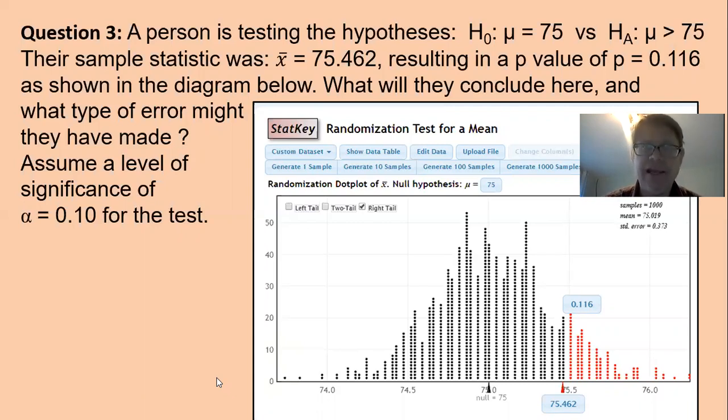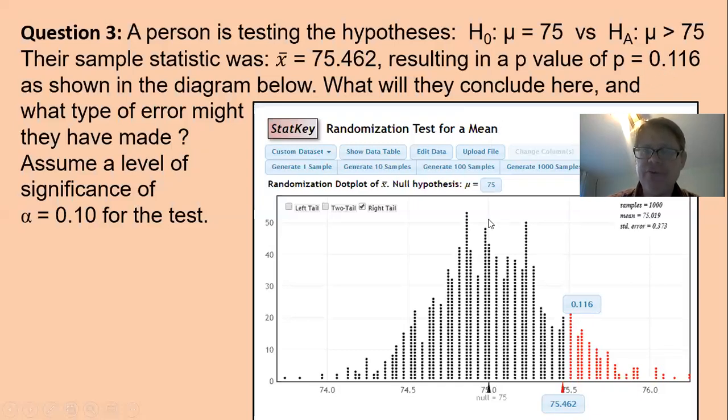Well, they took some data and they found a sample statistic of 75.462. That's a little bit larger than 75. When they make their randomization distribution, and we can see that here plotted out from StatKey, and they find that sample statistic of 75.462, StatKey tells us that the p-value for this right-tailed test, and it is right-tailed because we're checking to see if the mean is bigger than 75, StatKey tells me that the p-value for that is 0.116.